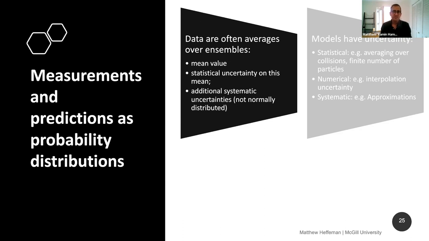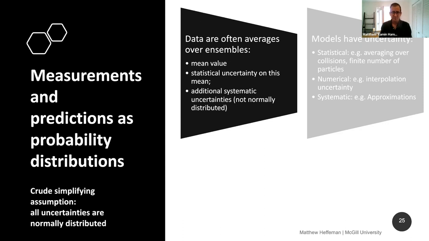But you also have a systematic uncertainty in models, which are approximations that you're making, maybe things that you're intentionally not including. So you do have all these components, and those may be normally distributed, they may not be normally distributed. I just want to mention that explicitly. And what we're going to be doing, and what is done really in practice a lot of the time, is that we're going to just assume that all uncertainties are normally distributed.